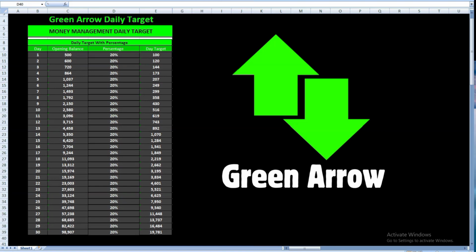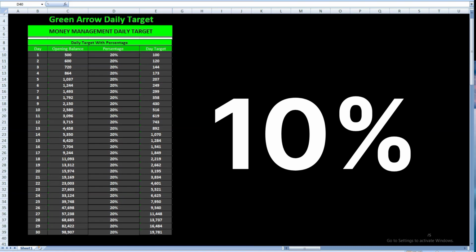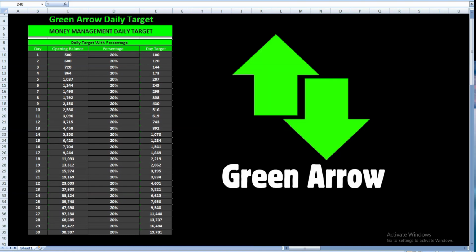So guys, for using that money management sheet, you have to decide your daily profit percentage. Generally, I suggest setting your daily target at only 10% a day. It means you have to grow your capital by 10% and then you will stop the trading for that particular day. So set your goal in your mind that I have to grow my account by 10%.